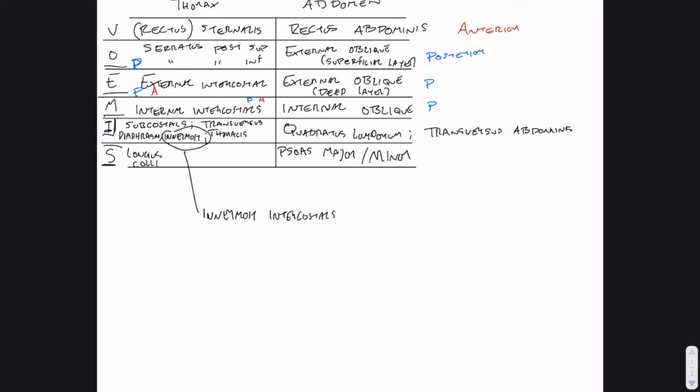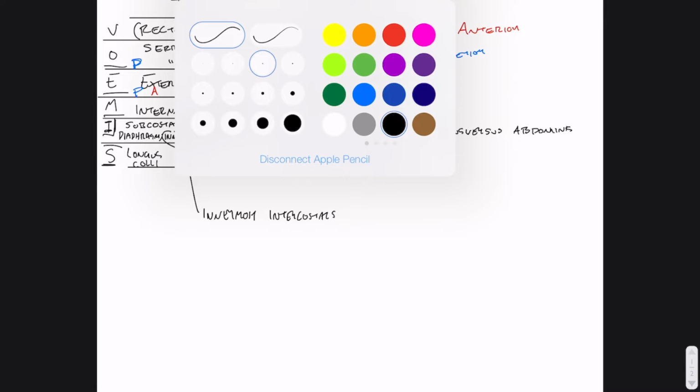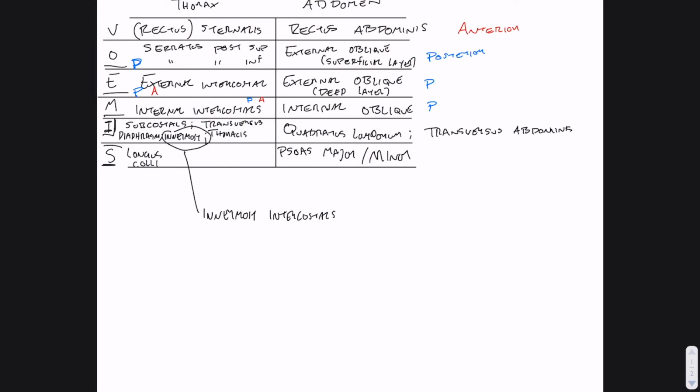So this is a chart that Mark could have you fill out on the exam. Just kind of tell me all the muscles I've taught you, basically. So to fill in a couple more things here, the subcostals.